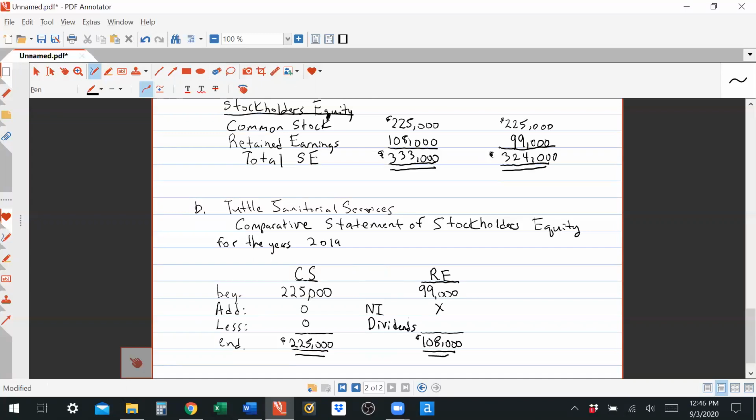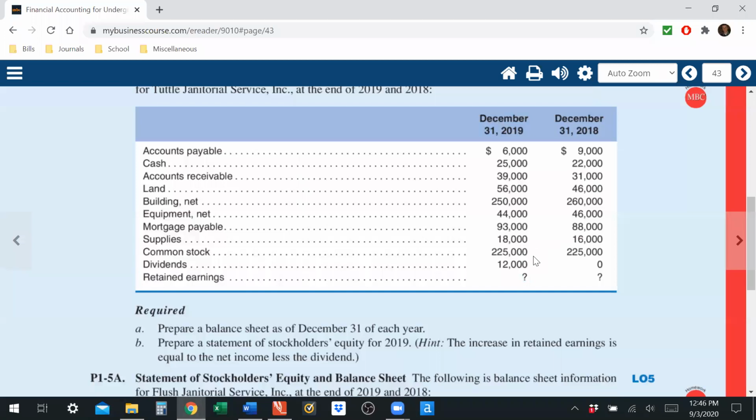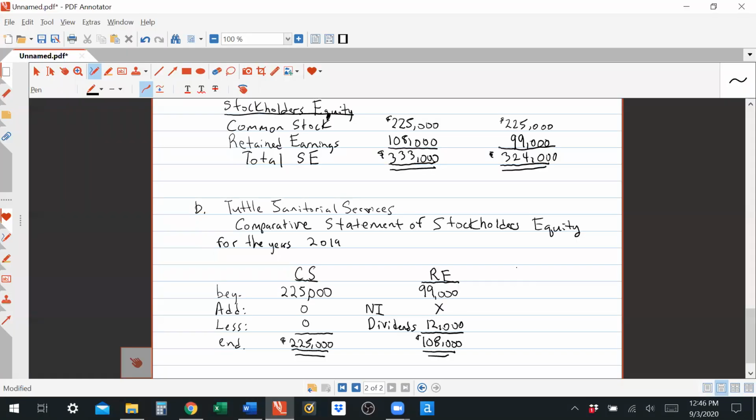And we know what dividends were in 2019. They were $12,000. Right? It told us that right here. So $99,000 is what our retained earnings had in it at the beginning of the year. During the year, we paid out $12,000 in dividends, but at the end of the year, we ended with a $108,000 balance. So we must have had some net income. So solve for X. What's X equal?